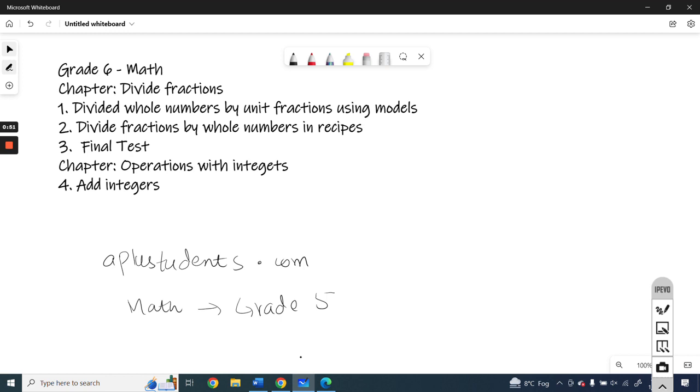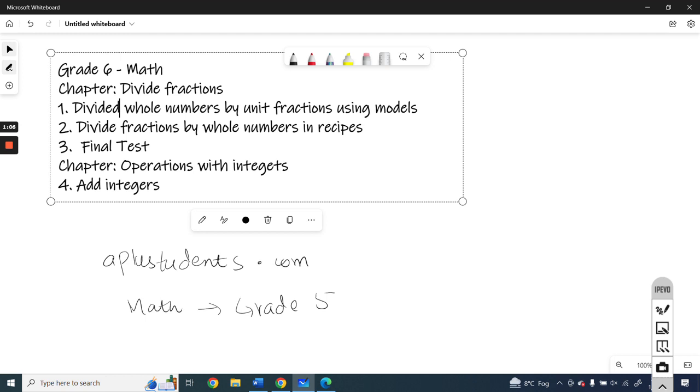We're going to start with the chapter Divide Fractions. The lessons we are going to cover from the chapter are: divide whole numbers by unit fractions using models, then divide fractions by whole numbers in recipes. Then we'll do the final test of the chapter.